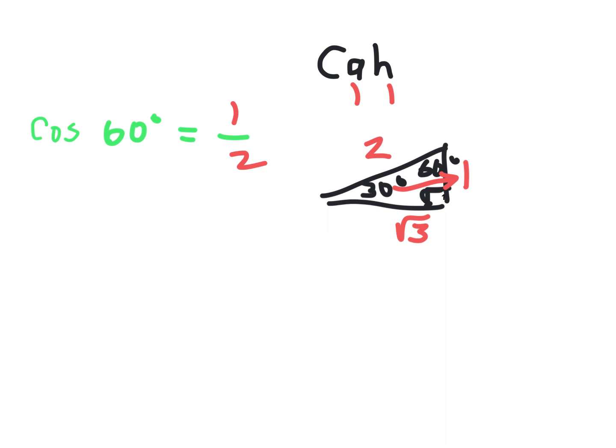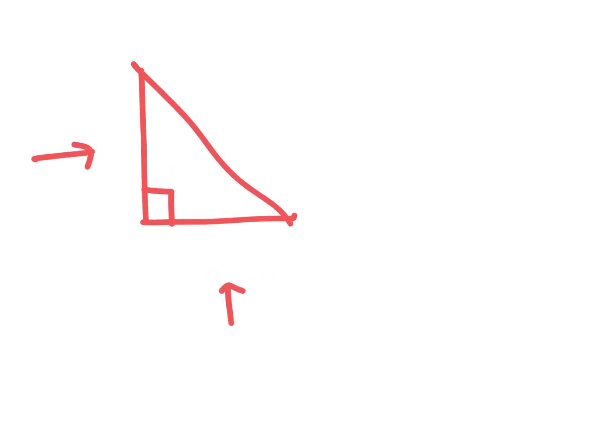Now, there's 2 key ones, 30, 60, 90, and this other one, 45, 45, 90. Everybody draw a triangle that is called isosceles. And that means 2 of the sides are equal. And that means because it's a right triangle, one of the angles is 90, the other 2 have to be the same angle. Because these are the same length side, here and here, these angles have to be both 45. And you're supposed to have this one memorized.